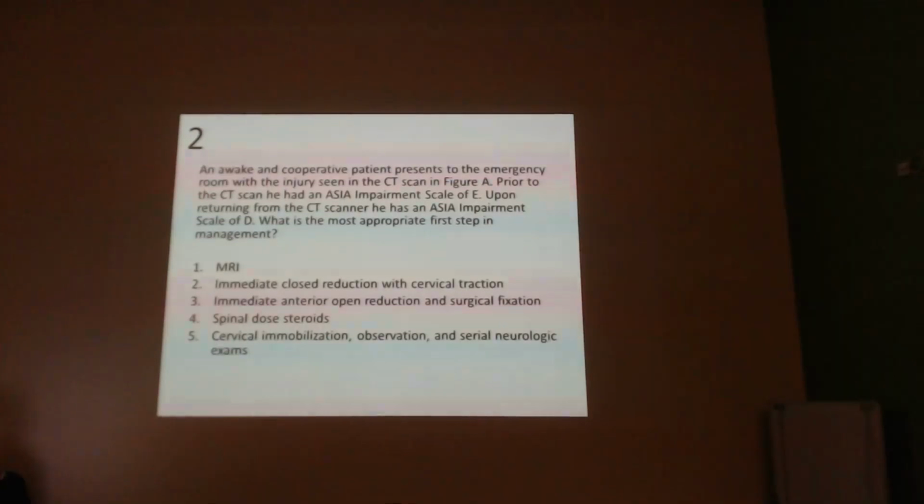So an awake and cooperative patient presents to the emergency room with the injury seen in the CT scan in figure A. I will show you that in a minute. Prior to the CT scan, he had an ASIA impairment scale of E. Upon returning from the CT scanner, he has an ASIA impairment scale of D. What is the most appropriate first step in management? So these are the options. We'll come back to the answers in a minute.